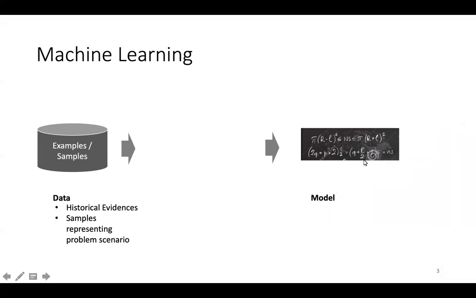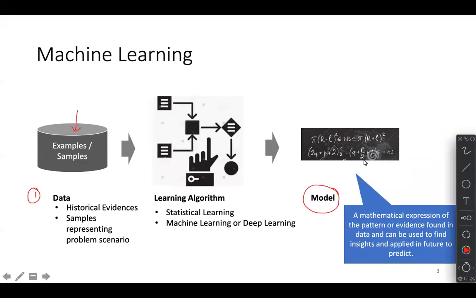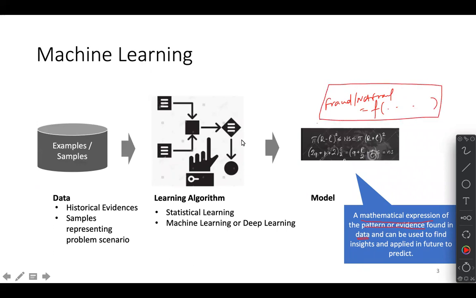And what exactly is a model? Typically a model is nothing but a mathematical expression of the pattern evidence found in the data. So you can say the fraud or not a fraud is a function of certain attributes of the transaction. This is what we'd like to retrieve from the data. And who does that? The third component, basically your learning algorithm.